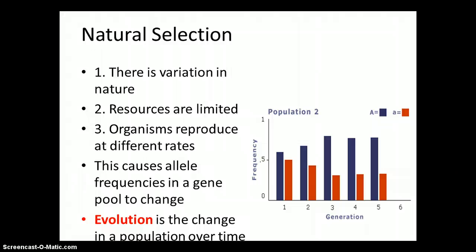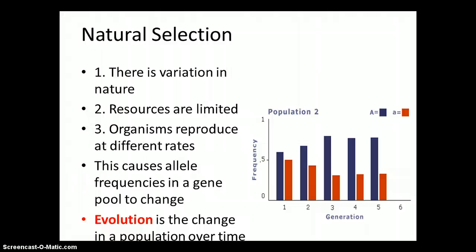Organisms that have good adaptations will reproduce quicker and increase the amount of those genes in the population, and organisms that don't have adaptations that are an advantage in their environment, the genes that they have are going to decrease in frequency. So this change in allele frequency is called evolution. So evolution can also be described as the change in a population over time.